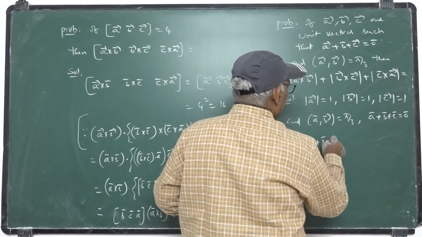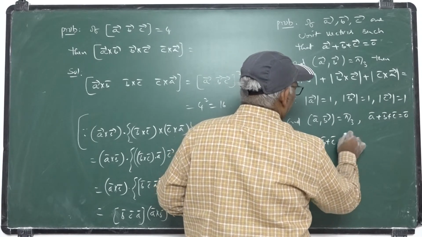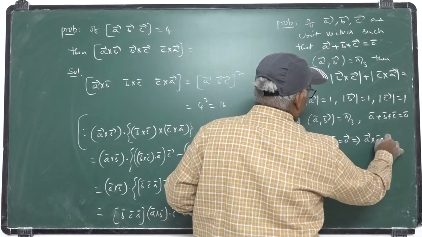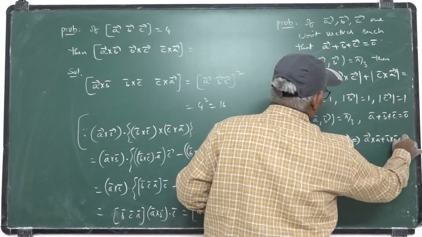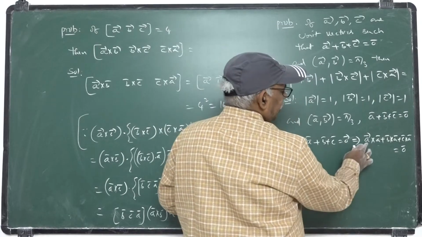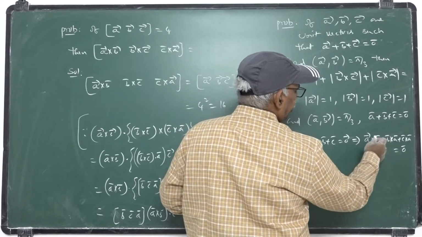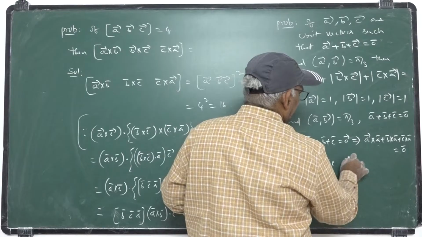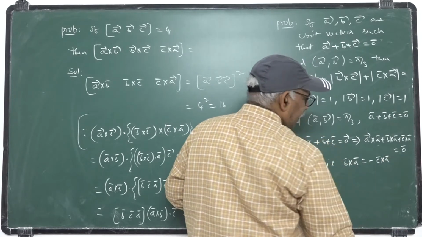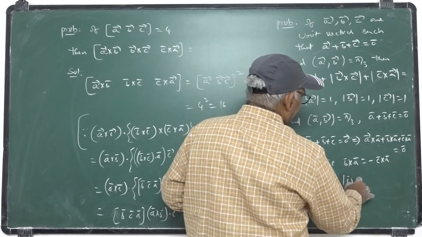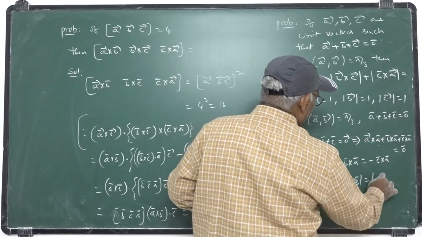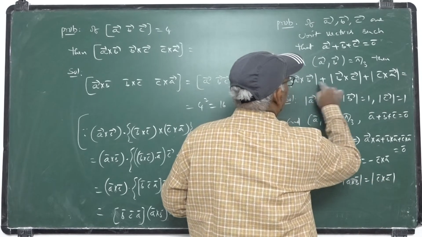A bar plus B bar plus C bar is 0 bar implies, taking cross product with A bar, we get B cross A plus C cross A is 0 bar cross A bar, and A bar cross A bar is 0 bar. Hence, that gives us B cross A equal to minus C cross A. So, therefore, modulus of B cross A or A cross B is the same as that of C cross A itself. These two are equal.